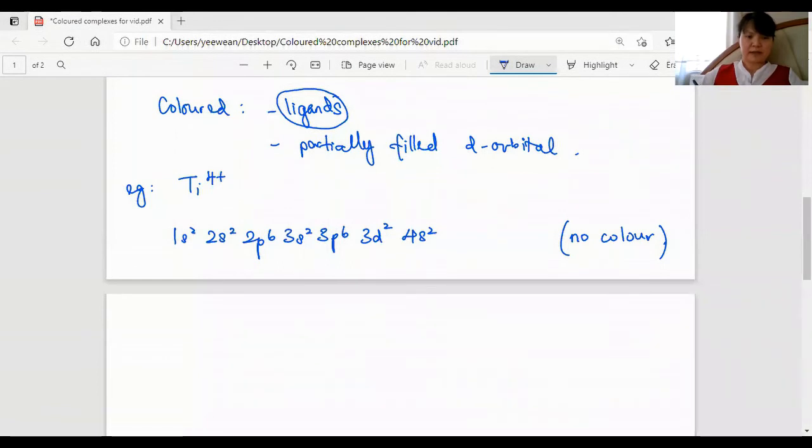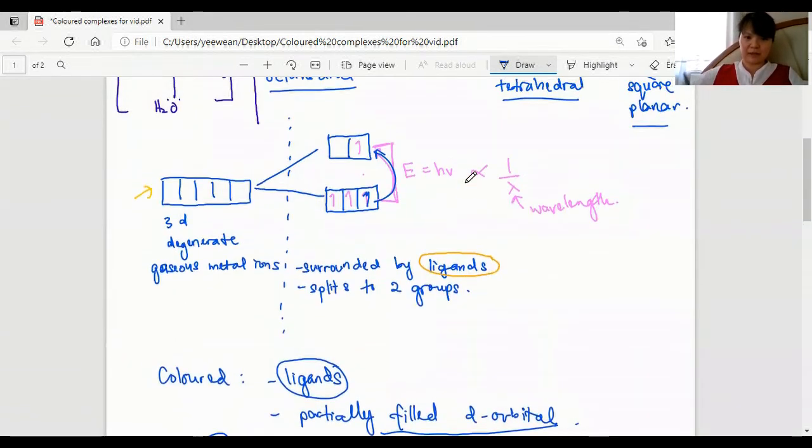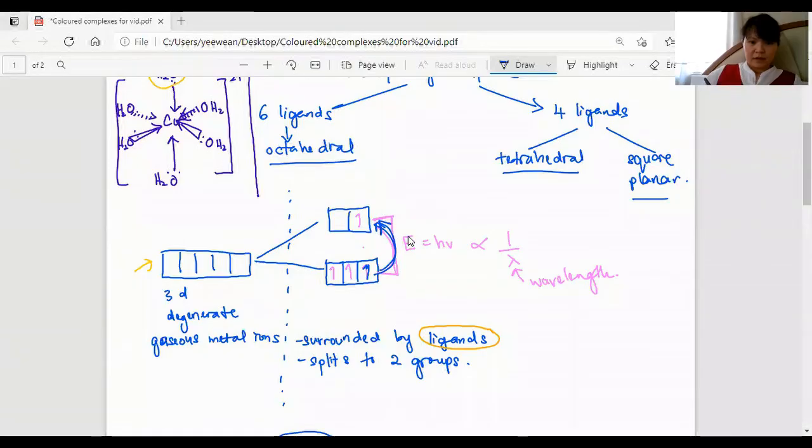So for something like titanium 4+, let's look at the electronic configuration: 1s2, 2s2, 2p6, 3s2, 3p6, 3d2, 4s2. We take out 4 electrons, so from the outermost first, 1, 2, 3, 4. So there's no partially filled d orbital. That is why it has no color. So titanium 4+ has no colors because this whole splitting did not happen. Different metals would show a different color because they have a different gap of splitting here.